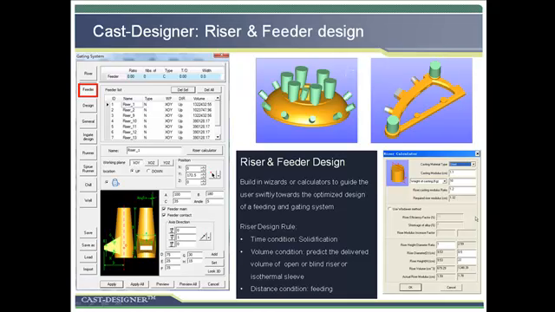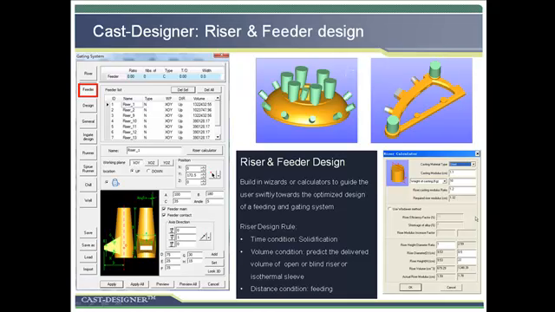This presentation shows the riser and feeder design. The built-in wizards, or calculators, guide the user swiftly towards the optimized design of a feeding and gating system, with such data having half a century of experience and being validated by industry.